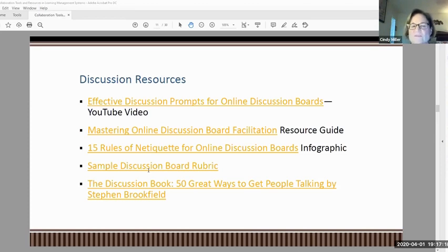Here's the 15 Rules of Netiquette infographic I talked about just a moment ago. When you click on that, it'll take you to that infographic, and you can plop that into your course, your discussion, so students will know what they're expected to do when they're in that discussion. Here's a sample discussion board rubric. There's also a book. I don't know if some of you are familiar with Stephen Brookfield, but he has a discussion book, 50 Great Ways to Get People Talking. It's a link to an Amazon site for that, and you can get it on your Kindle for 13 bucks. It's not expensive whatsoever. So think about using those types of resources.